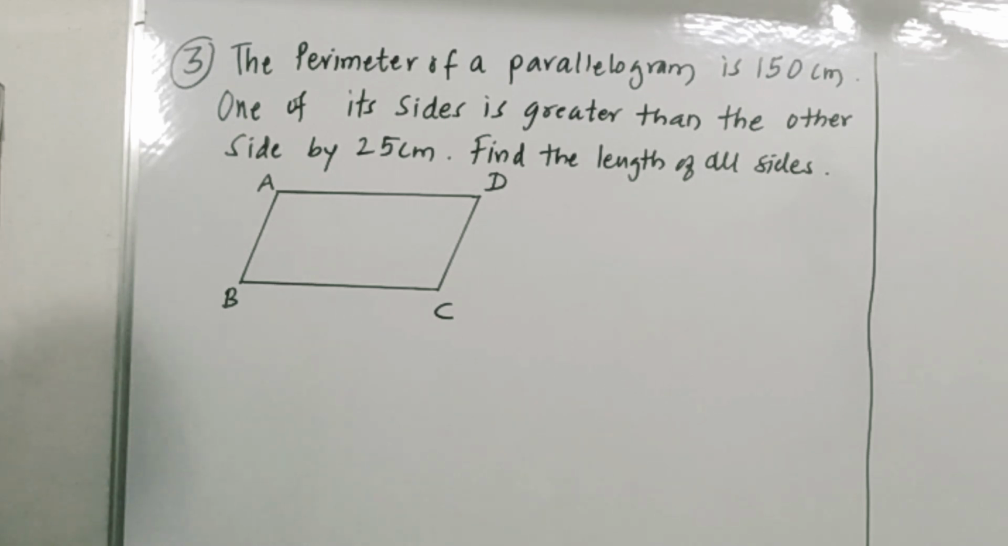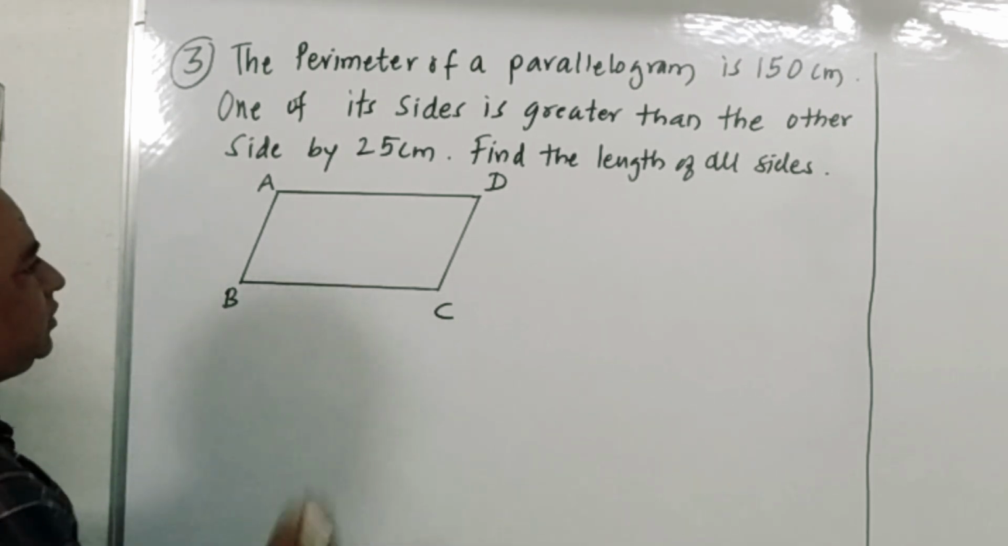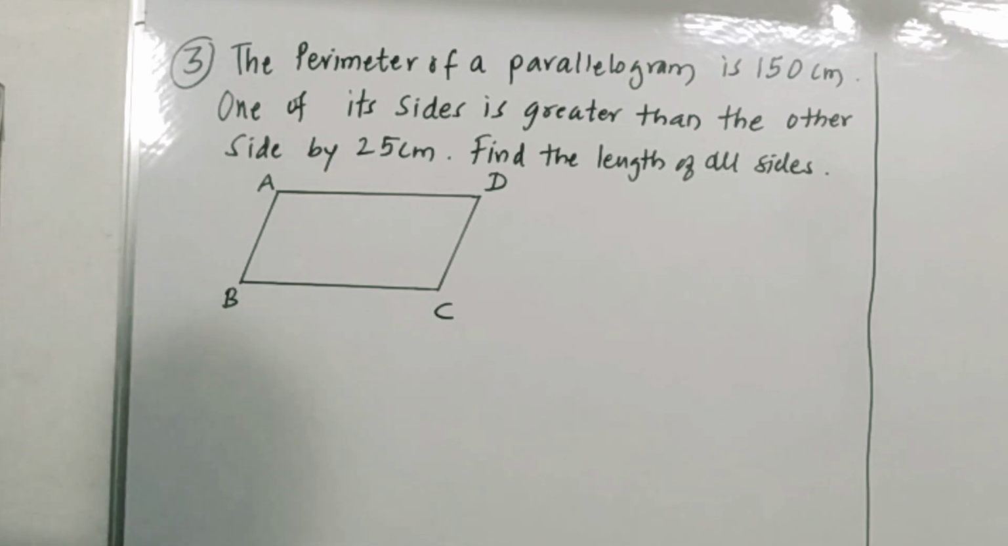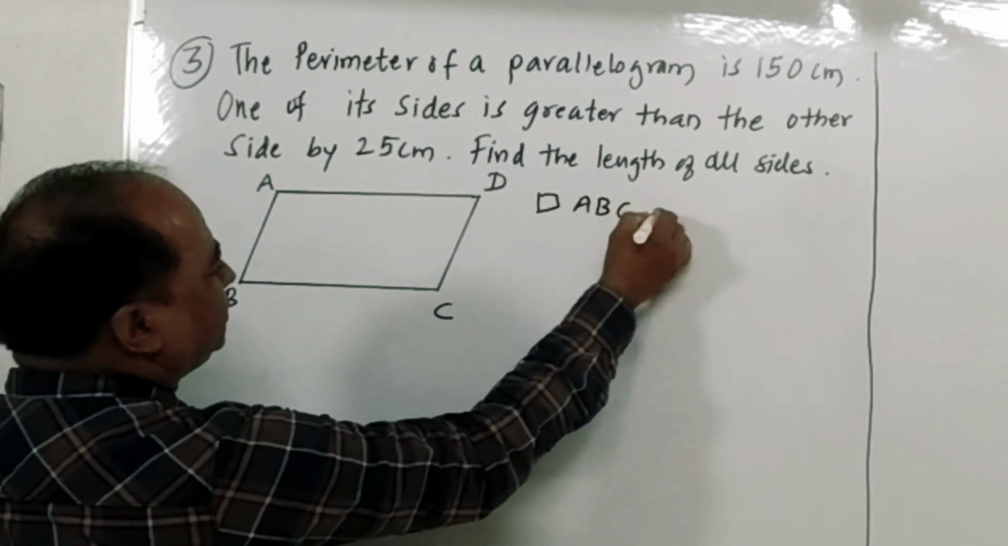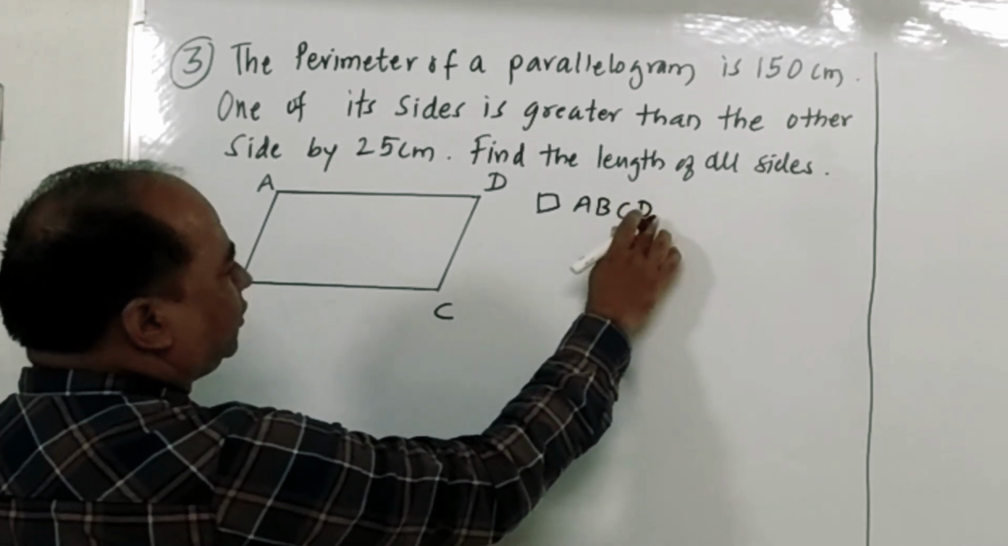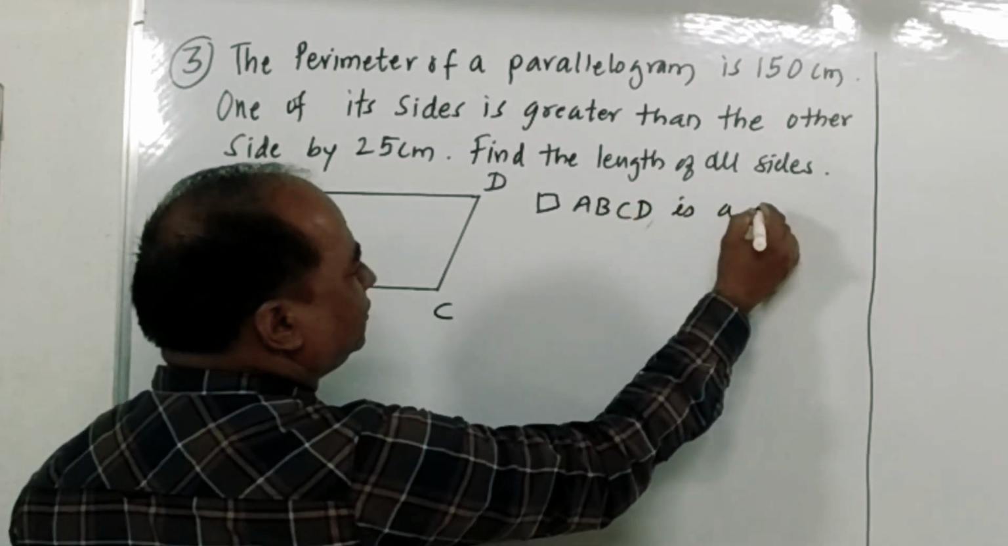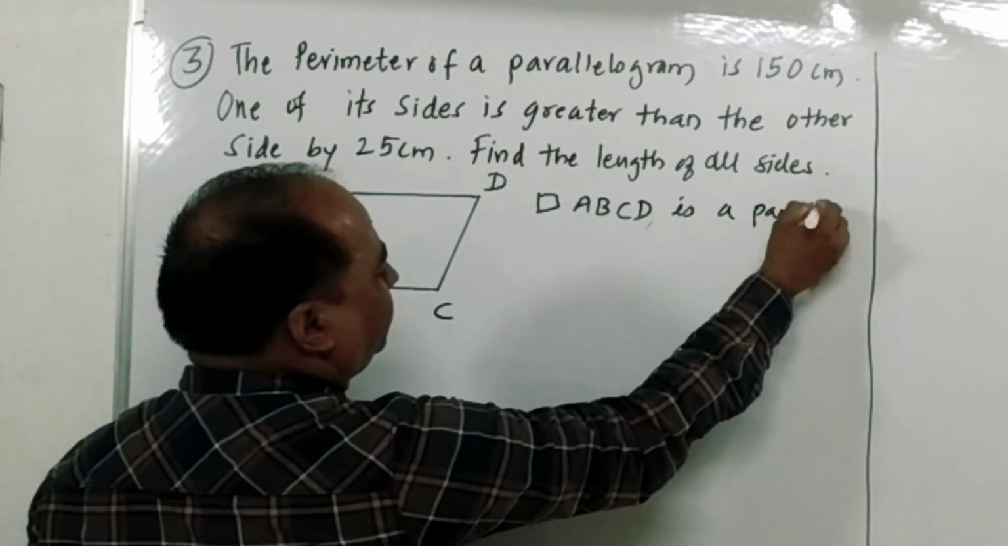Third example: the perimeter of a parallelogram is 150 centimeters. One of its sides is greater than the other by 25 centimeters. Find the length of all sides of the parallelogram. So let us consider quadrilateral ABCD. Quadrilateral ABCD is a parallelogram.